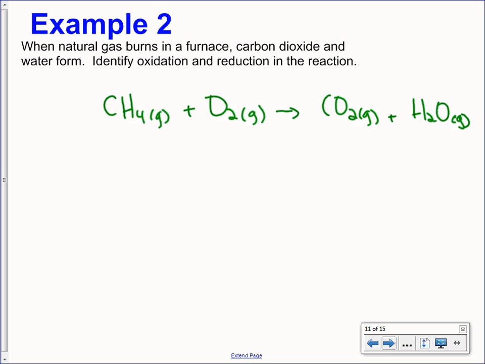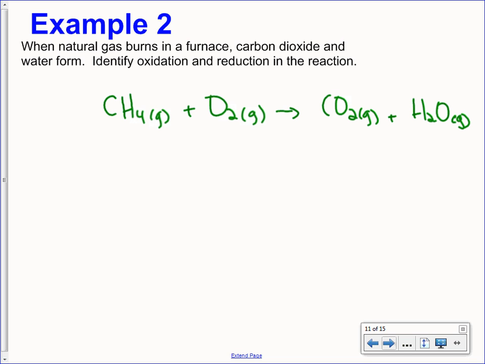So in this particular example, you cannot come up with a net ionic equation or even a total ionic equation. These will not break apart into ions. So you have to balance the equation and then assign oxidation numbers, and you have to identify what is essentially changing oxidation numbers.